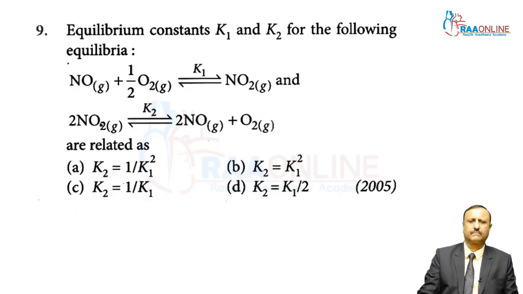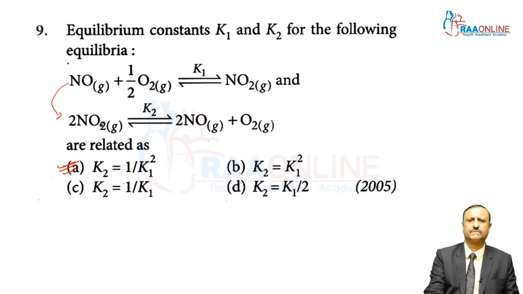My dear students, in question number 9 you can see the equilibrium constants K1 and K2 for the following equilibria. NO plus half O2 gives NO2 gas with K1, and twice NO2 gas gives twice NO plus O2 gas with K2. Here you can convert this reaction into that reaction. So it is a reverse, and when you reverse and square to get this reaction, your K2 is equal to 1 upon K1 square. So my dear students, you can go to option A.